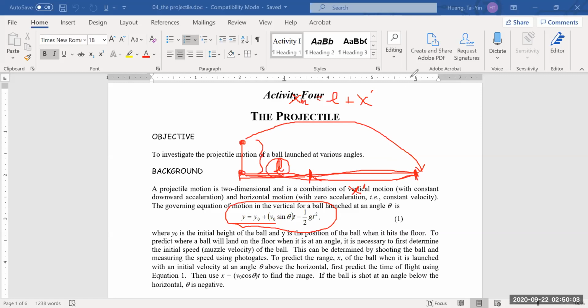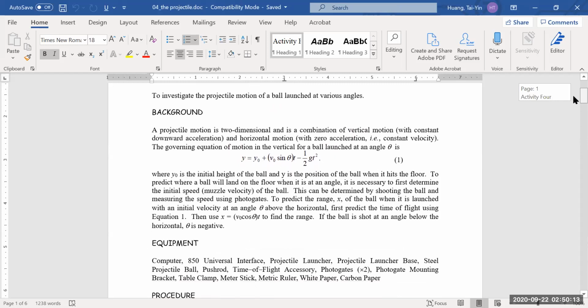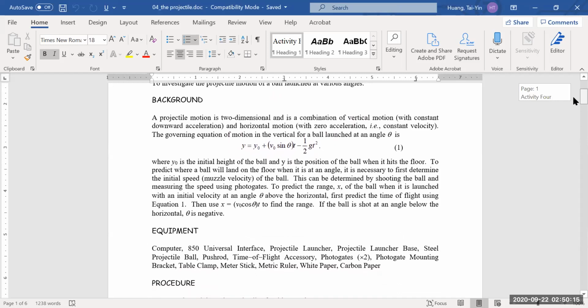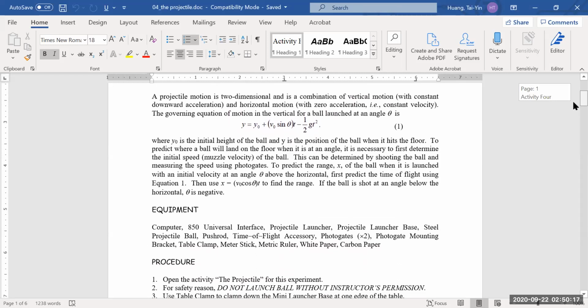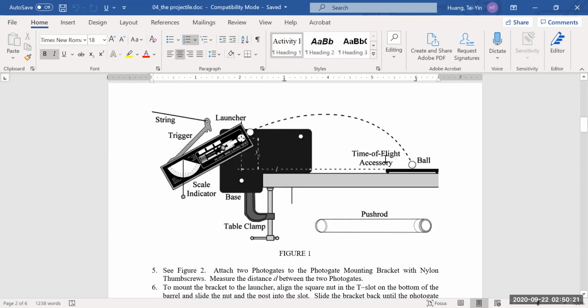Okay, so that's basically what you're going to do: find the acceleration of the projectile in the vertical direction. And this is the diagram that tells you how to figure out the horizontal displacement.